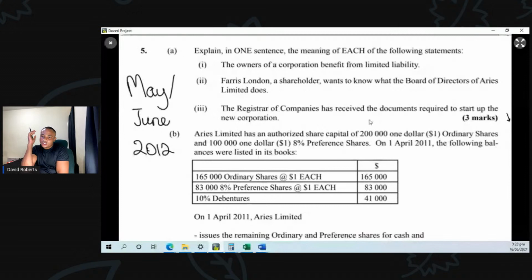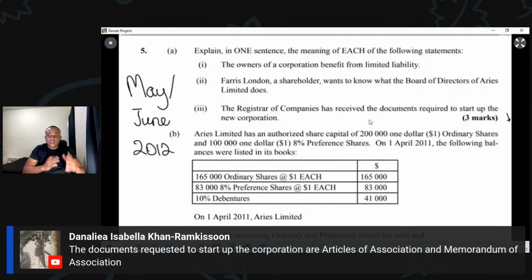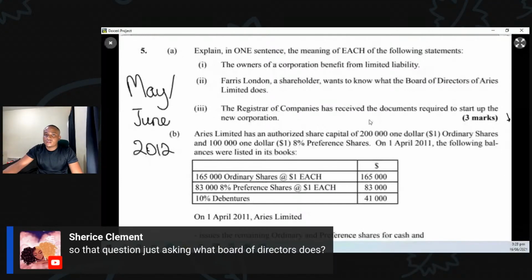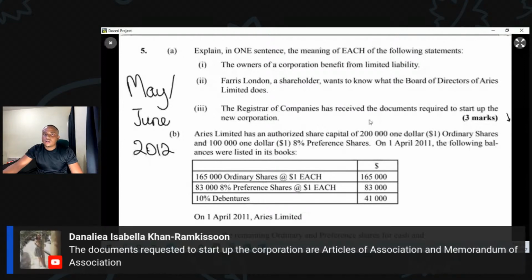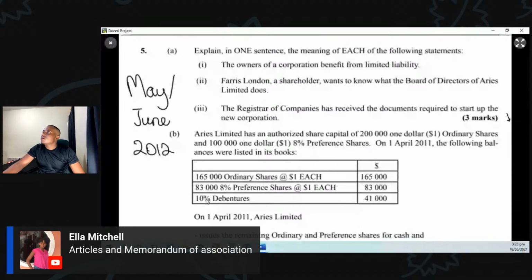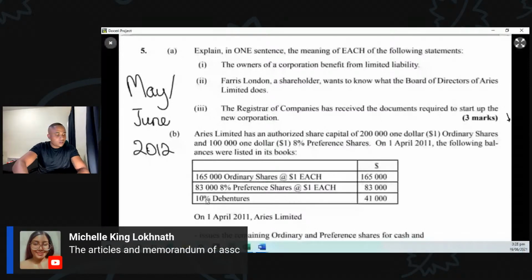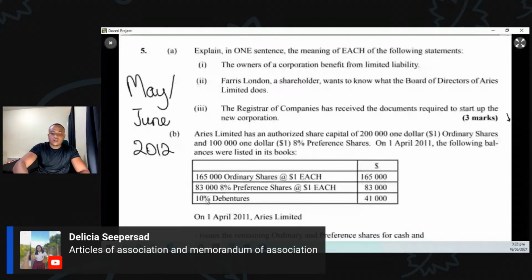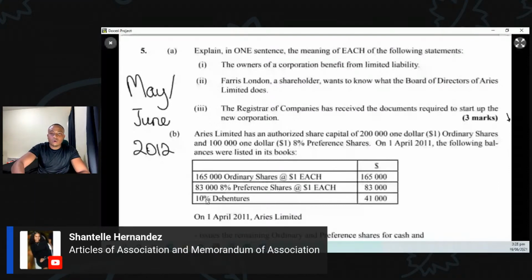To answer Sharice, yes, that's correct. So he wants to know what the board of directors does, and all they do is run the affairs of the business. They are in charge of making sure that the business is run and operated efficiently so that the shareholders will be able to make profits. The documents requested are the articles of association and the memorandum of association. Correct, correct. We just have geniuses out there. So the registrar, and you are all correct.